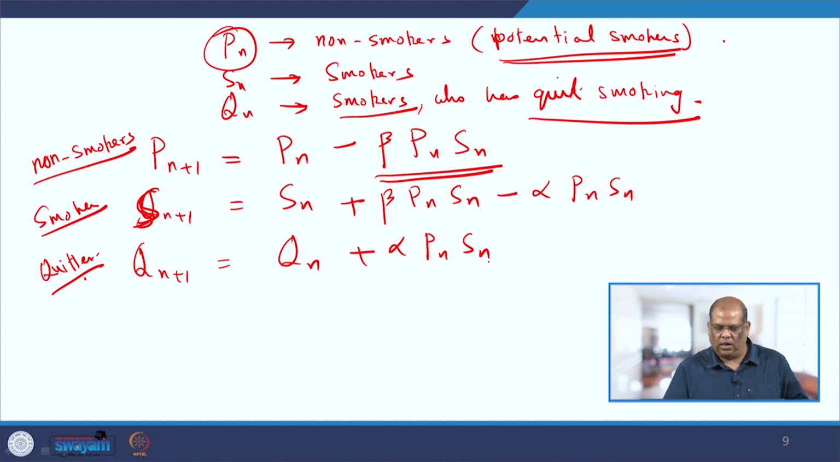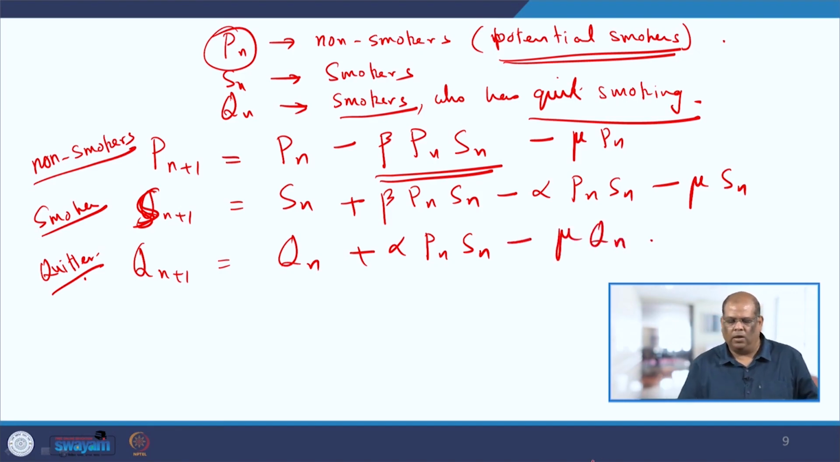Now in each of these categories of persons, there will always be a natural death. So you put a natural death, mu times Pn, mu times Sn, and mu times Qn. So this gives you a model among the non-smokers, the smokers and the persons who have quit smoking, we call them quitters.